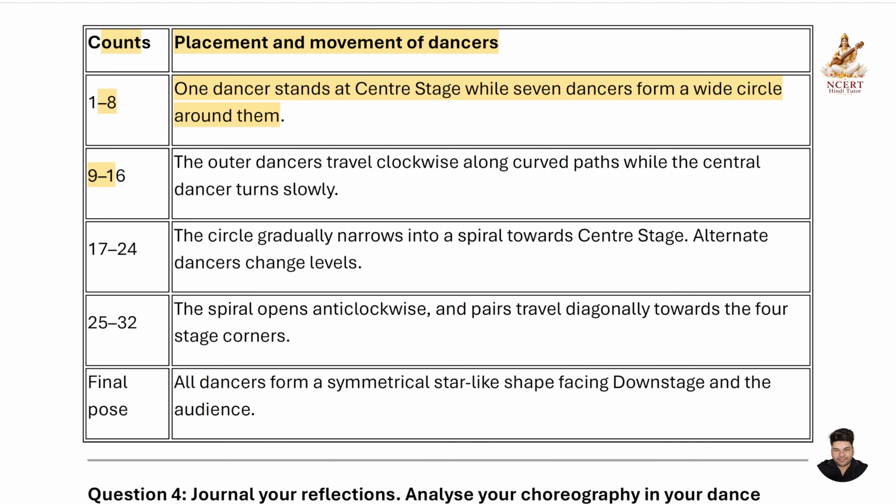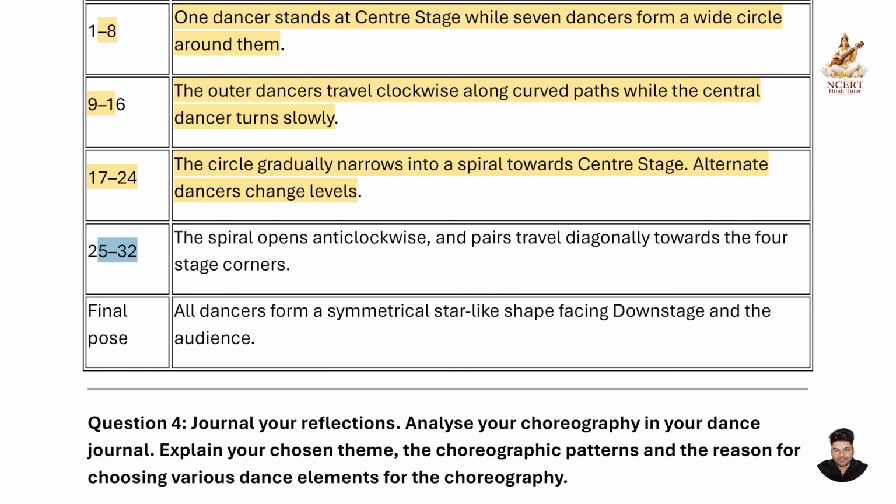Next, 9 to 16. The outer dancers travel clockwise along curved paths while the central dancer turns slowly. 17 to 24. The circle gradually narrows into a spiral towards center stage. Alternate dancers change levels. 25 to 32.